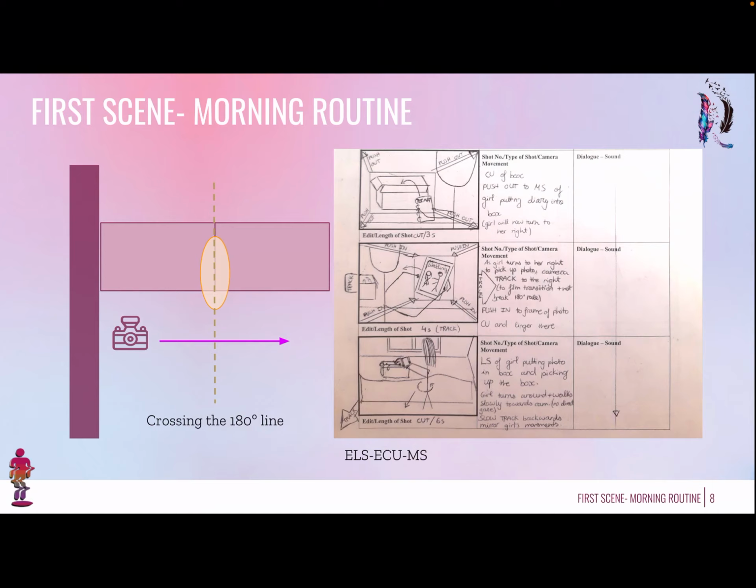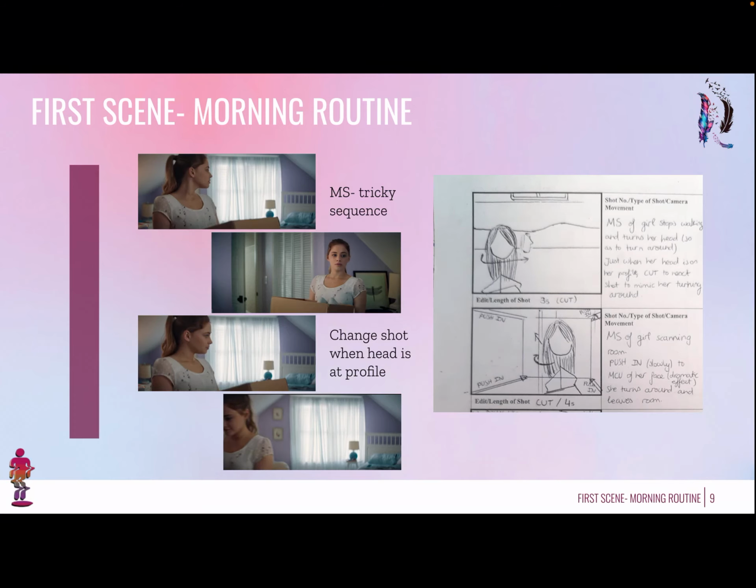Next, after the girl puts the photo inside the box, the camera is going to cut to a long shot of the girl putting the photo inside the box, picking it up, and then starting to leave the room. So as she starts walking towards the door, the camera is going to track the shot, but then this is going to cut because the girl is going to turn around to have a look at her room.